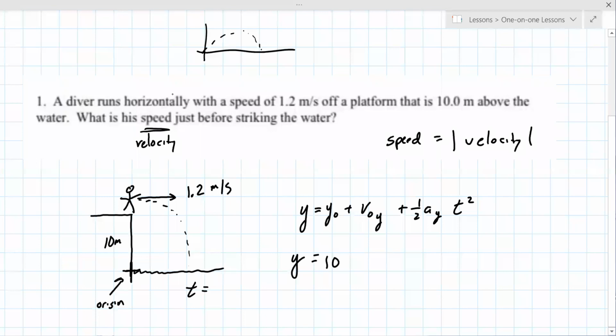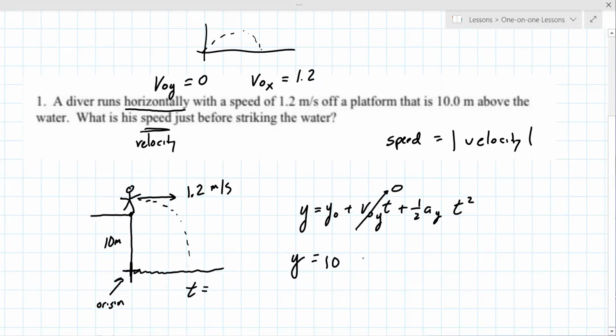It says a diver runs horizontally. That means that he's only running to the right. So when he jumps off, he has no velocity or speed downward. The instant right before he jumps off, he's only running straight. He's in no way running down. So what this means is that the initial velocity in the y direction is 0 if he's only running horizontally. But the initial velocity in the x direction is 1.2. Makes sense. Okay, so that means that this term right here is 0.